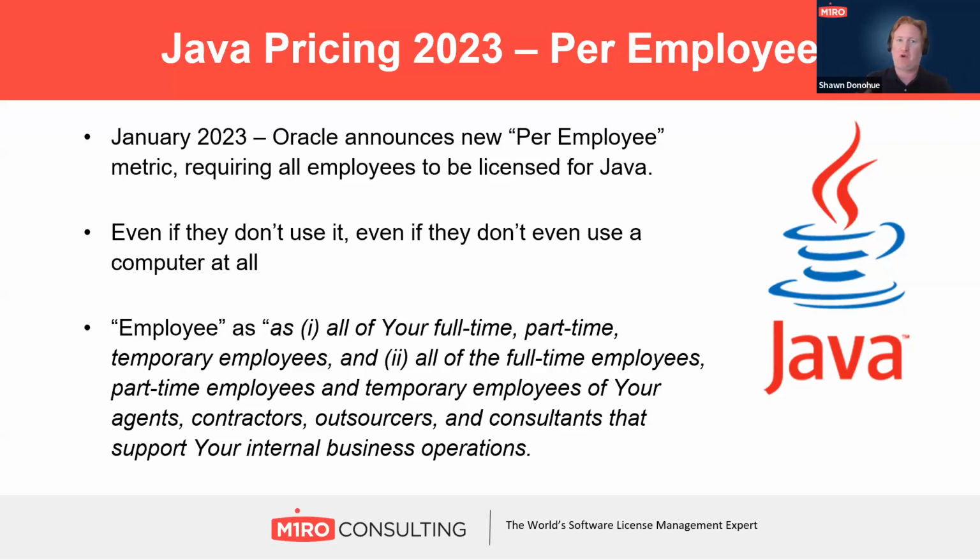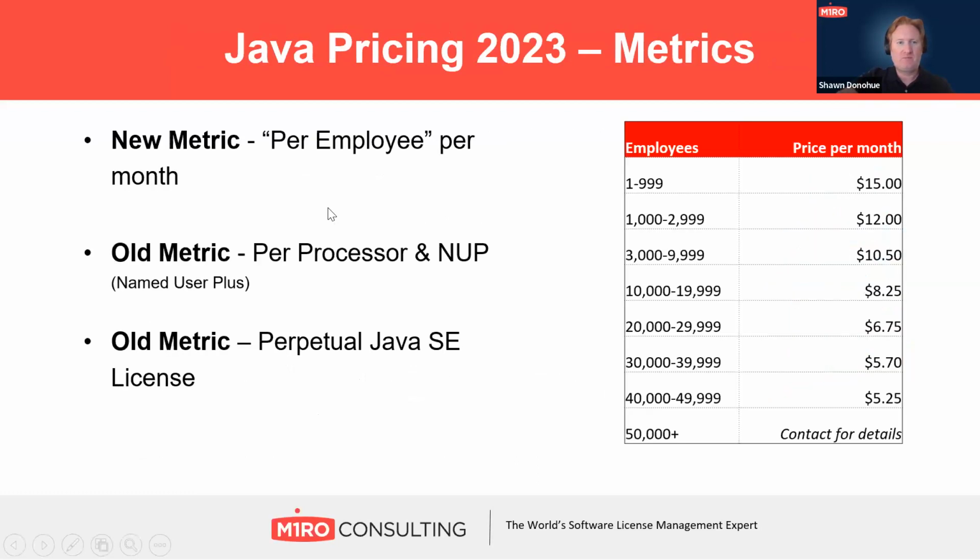Don't get stuck in just the per employee model and stop there, because you might have a lot more, like seasonals. You might have people who contract out for you and qualify. There are all kinds of reasons somebody would qualify under that per employee metric. So just keep in mind how expansive that definition is. As I said, it used to be per processor and named user plus. Before that, it was a perpetual Java SE license. And again, now it is per employee. So please remember that, even if they don't use a computer.